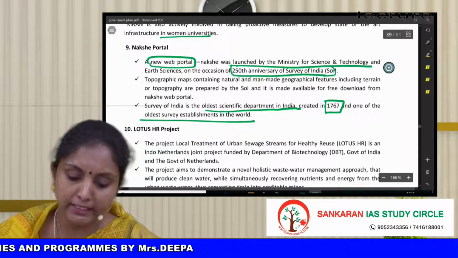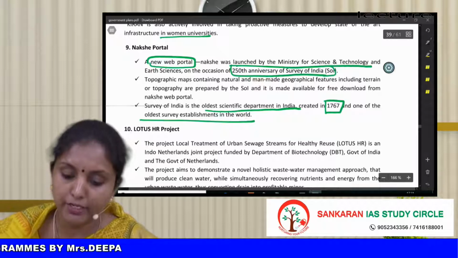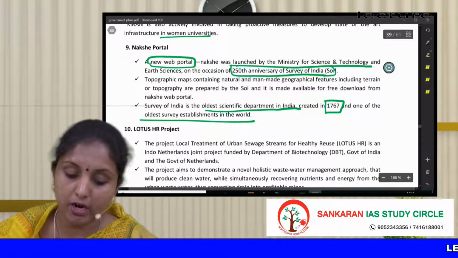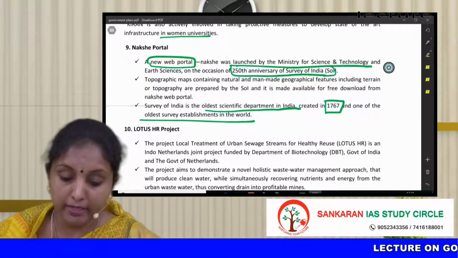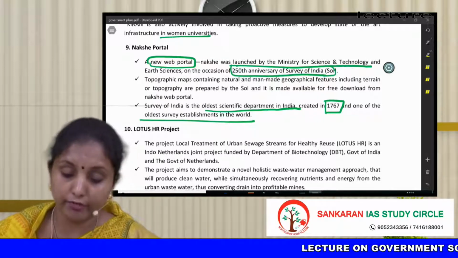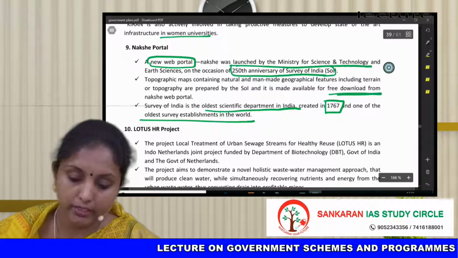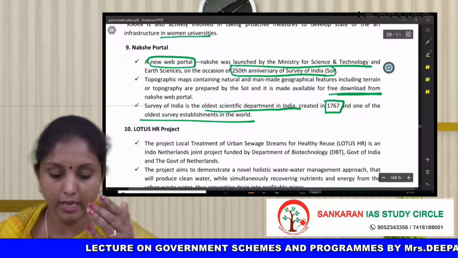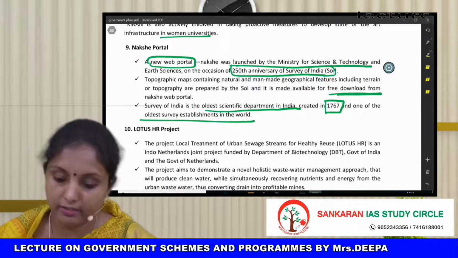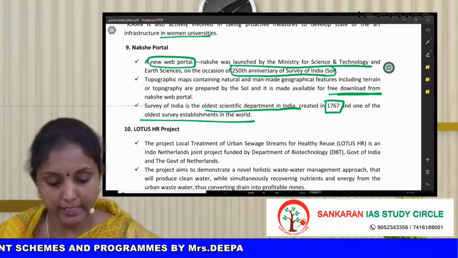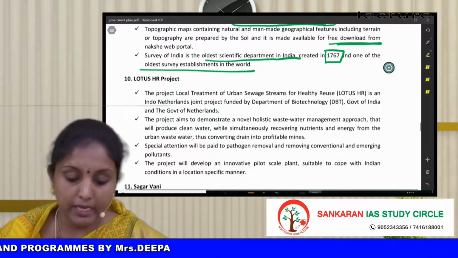Topographic maps containing natural and man-made geographical features including terrain or topography are prepared by the Survey of India, and it is made available for free download. There is no cost for this. Anyone can download it for free from the Nakshe web portal. That's about Nakshe.